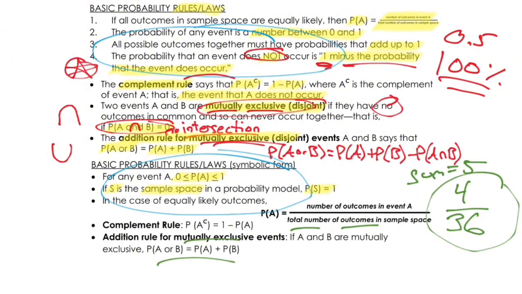Mutually exclusive events, again, do not have an intersection. Oh, and then the complement rule, skip that part right there. The little c means the complement. All right, let's look at some practice problems.